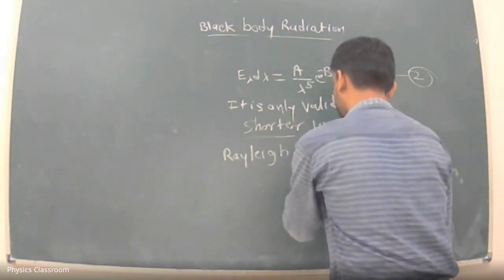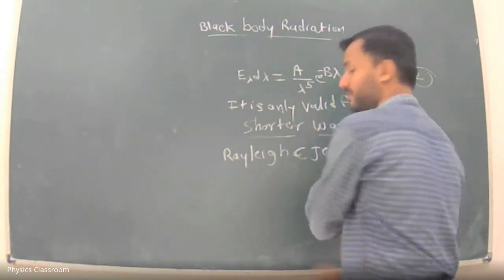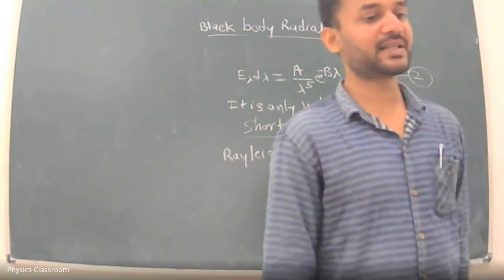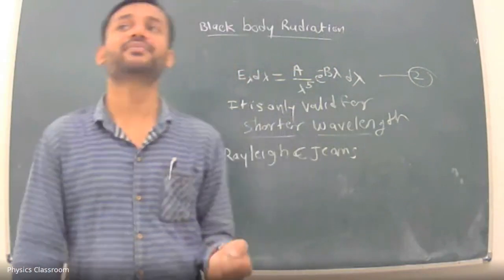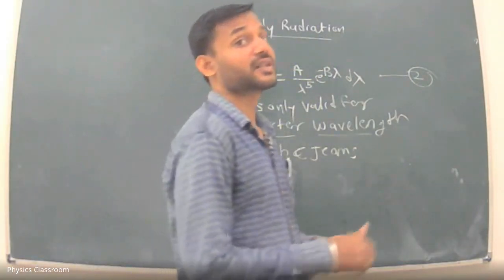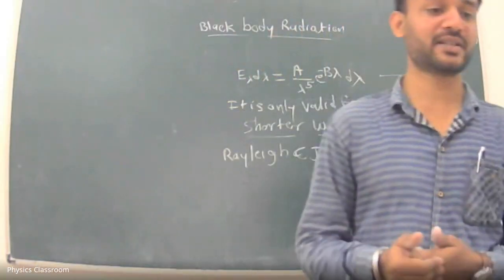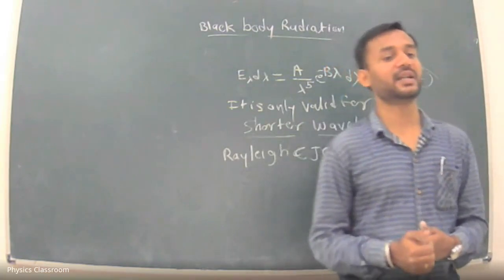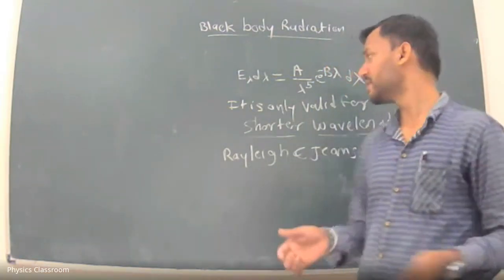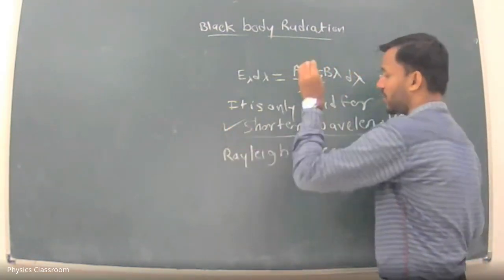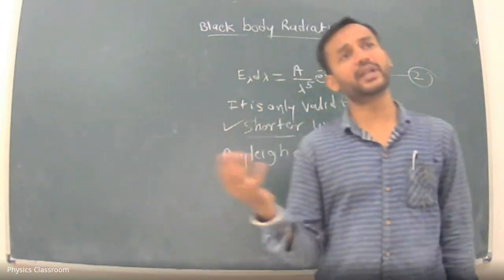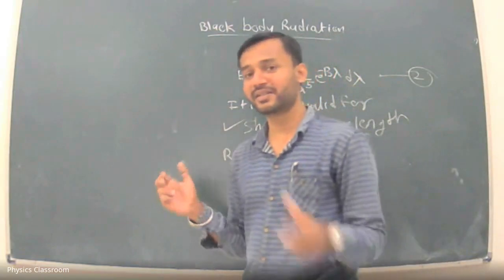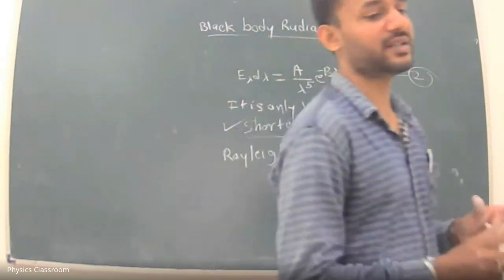Rayleigh-Jeans. We call it the Rayleigh-Jeans law. Two scientists worked on that, but there are also limitations to the Rayleigh law. It is only valid for the longer wavelength. Rayleigh proved it, but there is a limitation for the Rayleigh law.